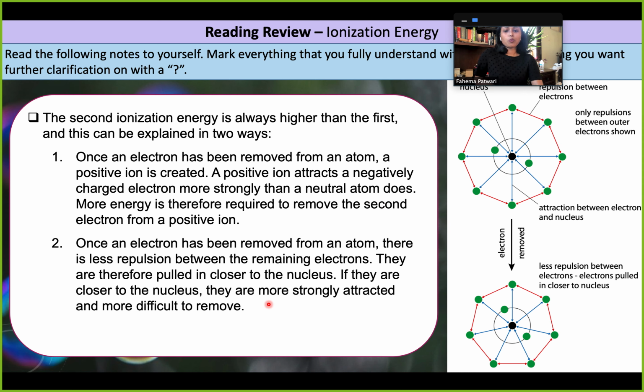Second point, once that electron's been removed, there's less repulsion between the remaining electrons. Those remaining electrons, instead of being far out, they're pulled in a little bit closer to the nucleus. Once they're closer, they're more strongly attracted and more difficult to remove, meaning they require more energy to remove. Think of a magnet on a fridge, right? The further away the magnet is from the fridge, the weaker that attraction is. Once the magnet is close to the fridge, that's when the attraction is strongest.